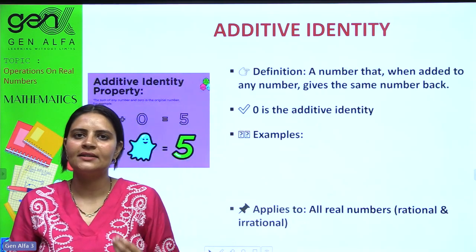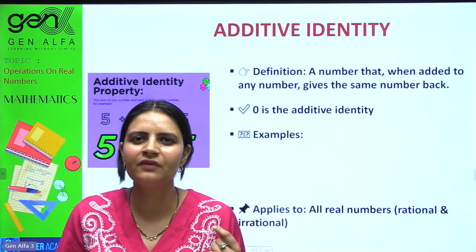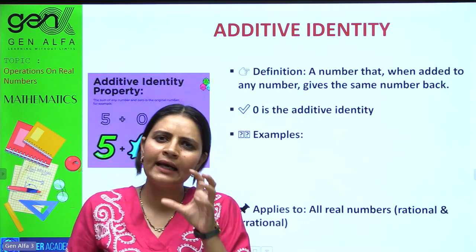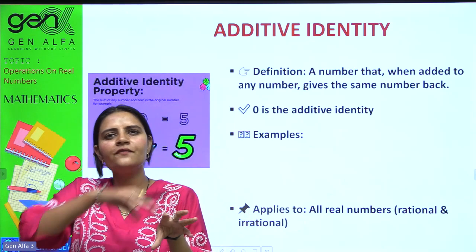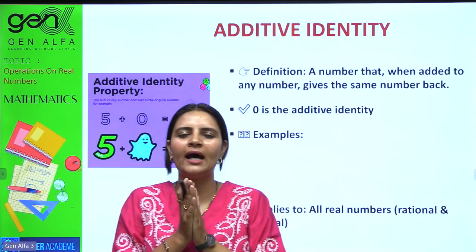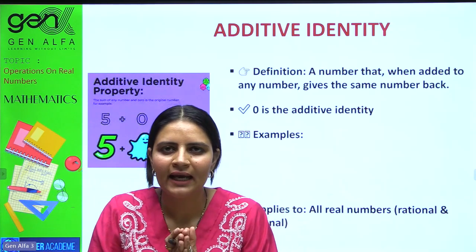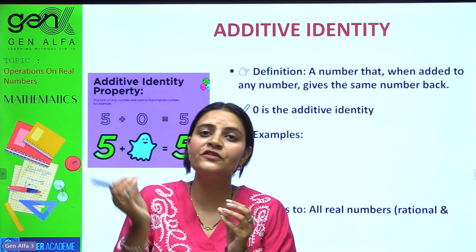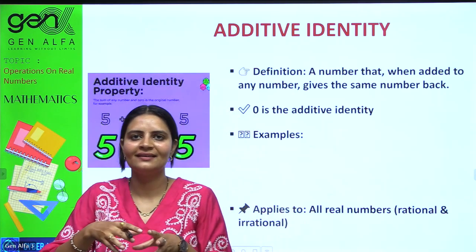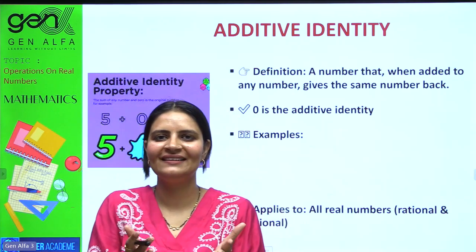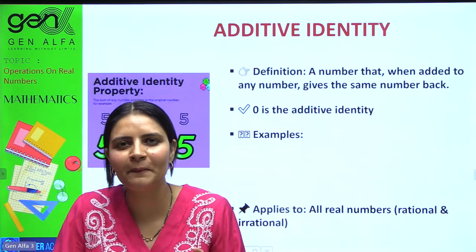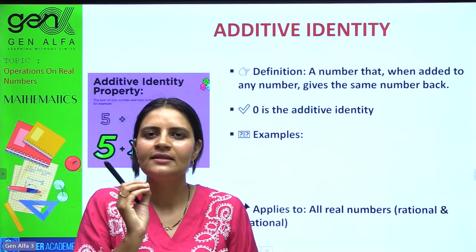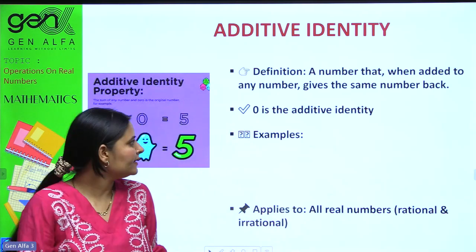Now, additive identity. What do you understand by this term? Additive means addition. Identity means same. After adding something to a number gives you the same number. What could be that? How could a number be put the same after adding something to it? Only 0 is the number. Yes, after adding 0, you are getting the same number again. So 0 is claimed as the additive identity. Just write it. 0 is claimed as the additive identity.